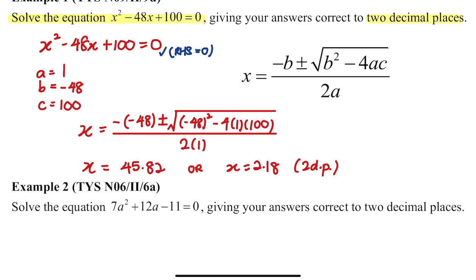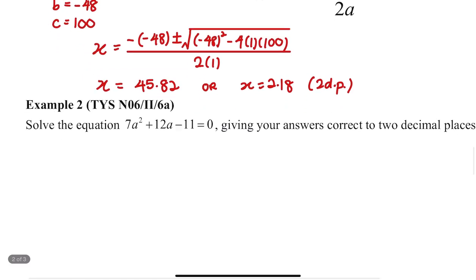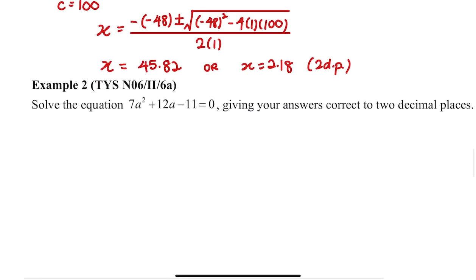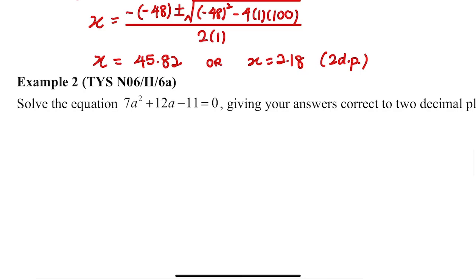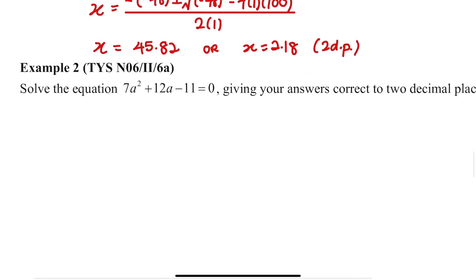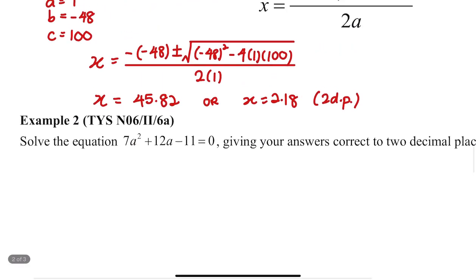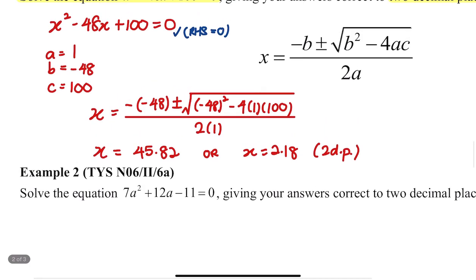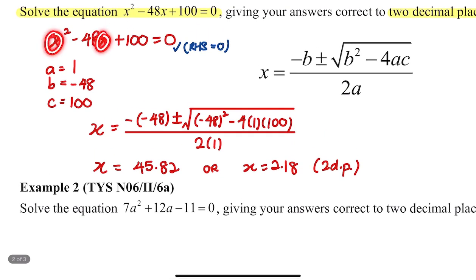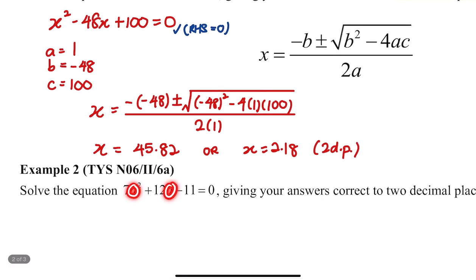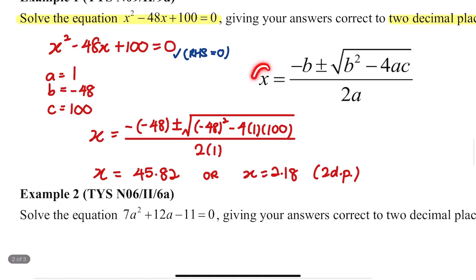Okay, let's look at example 2 now. Example 2 is an interesting question. This is from 2006 TOS, one of the national exam questions. Now instead of x, I have an a. Does anything change? Usually with the quadratic formula, we see the equation in terms of x squared plus whatever x, but now it becomes a. Actually, nothing changes, only that the letter here, instead of x, becomes an a. But you also need to identify your a, b, and c correctly.